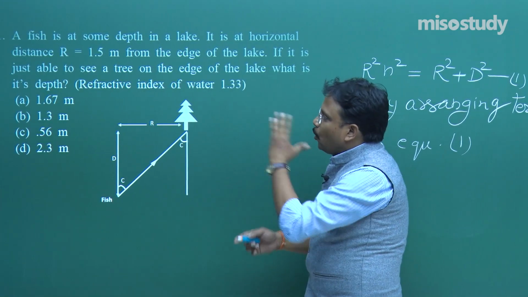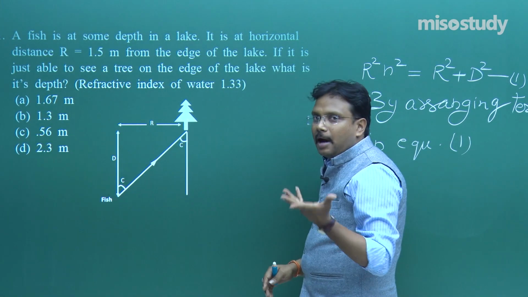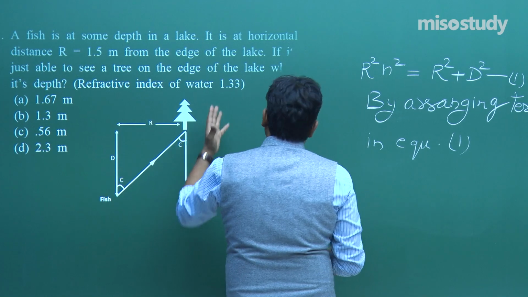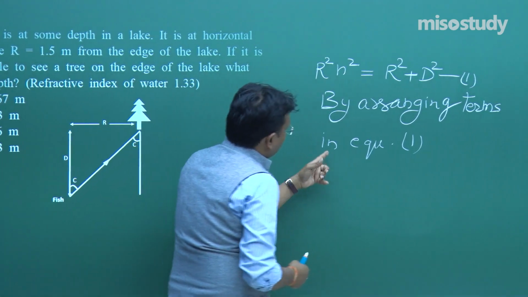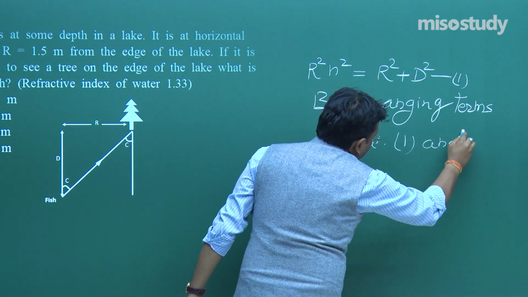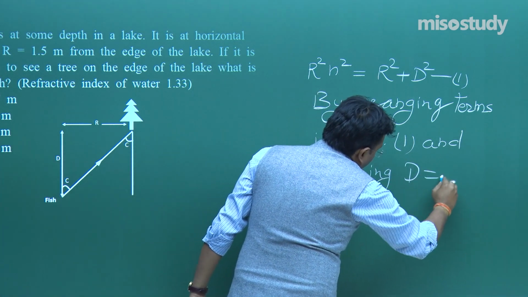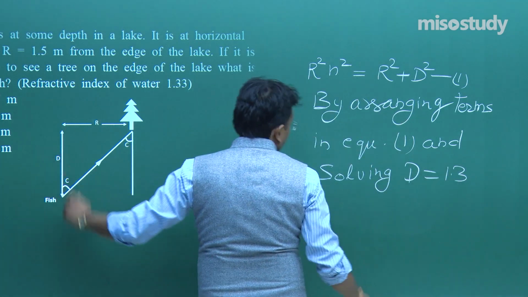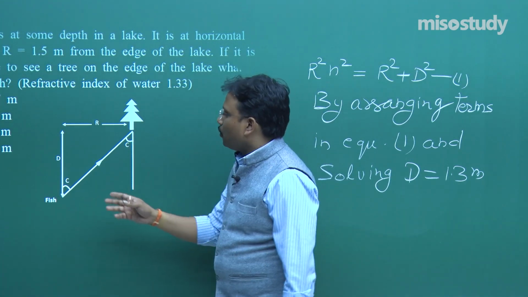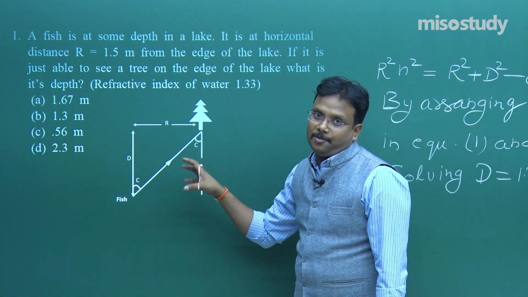I can make this question more difficult. How? Let us remove this. Let us remove this. And now you have to visualize a lot. I thought initially not to do that. So, that is why I placed the problem in a simple fashion. So, by arranging terms in equation number 1 and solving, d is equal to 1.3 meters. Fine. So, as such the question is not difficult. You have to simply apply the concept of the critical angle.